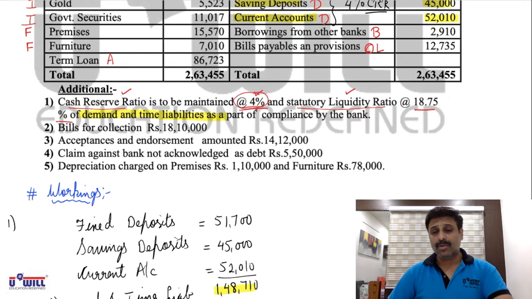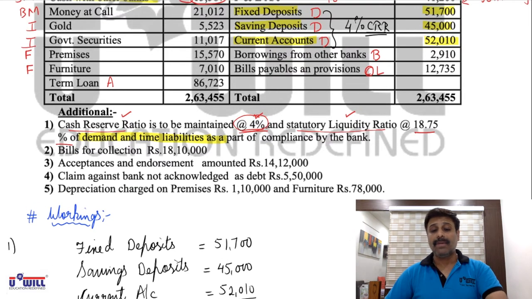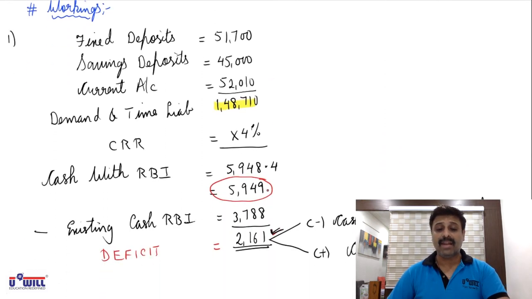4% is a very small amount. It means 4% of the amount has to be kept with RBI. So if anyone comes to withdraw a big amount, like the money at call and short notice example I gave you, then you'll have to borrow the money from other banks.